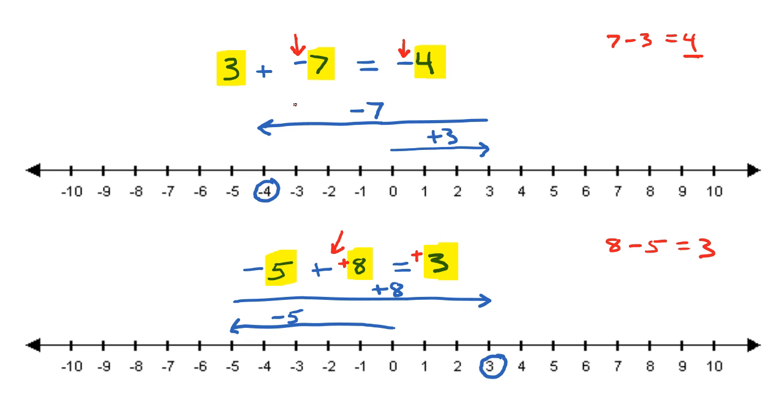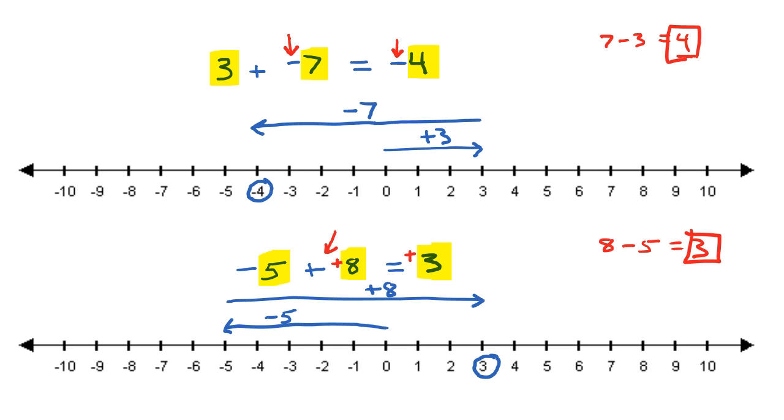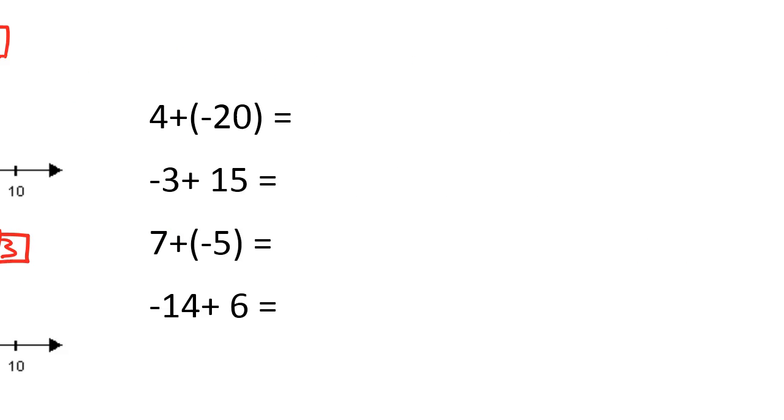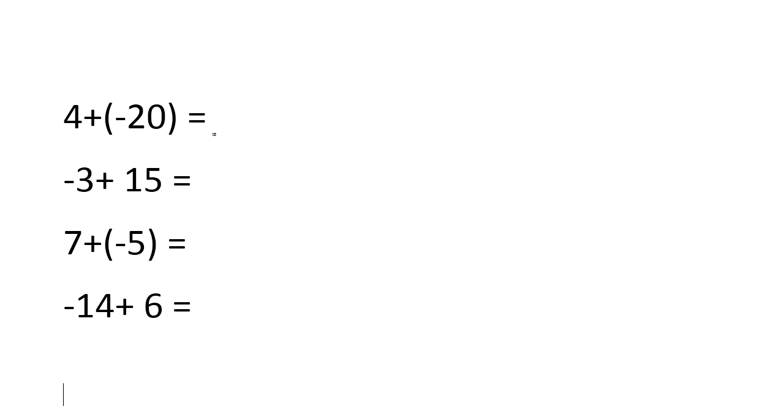So what you need to do when you have one of each is you look at their absolute values and you subtract. You get the number for your answer, and then you just need to decide what the sign is going to be. And you need to look at which one had the larger absolute value because it's going to dominate the sign. So let's look at a few of those. Okay, let's look at a few examples.